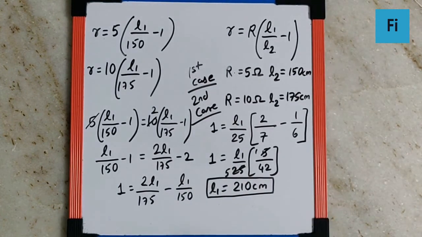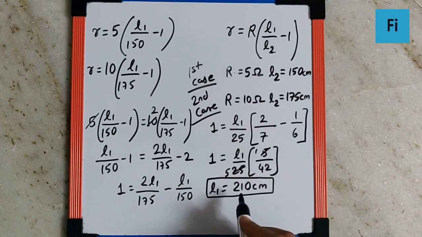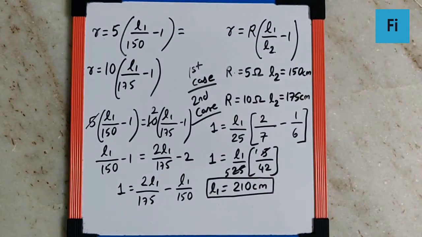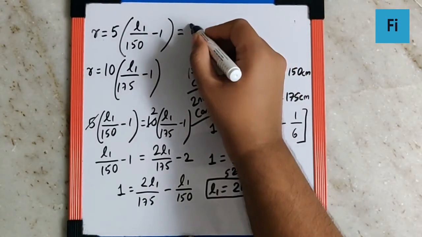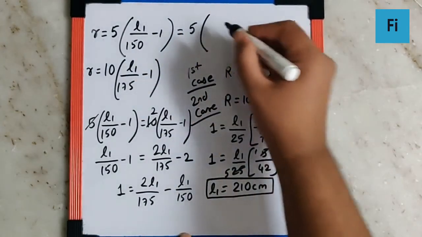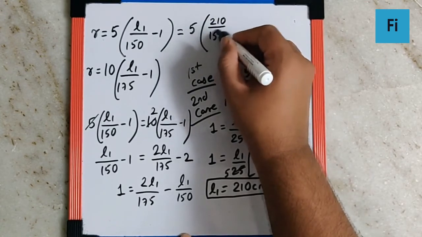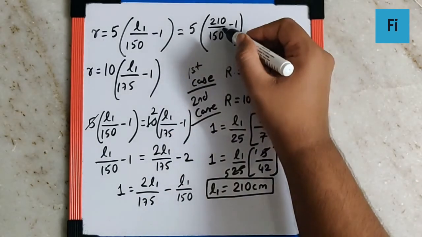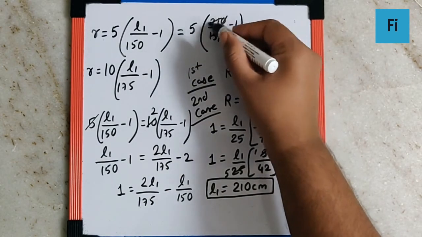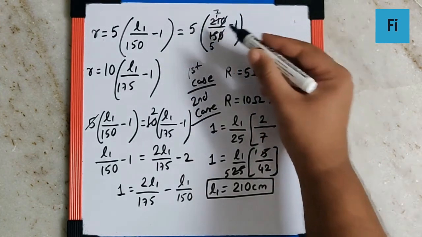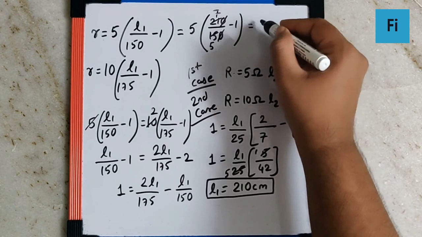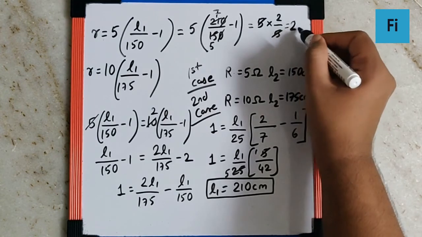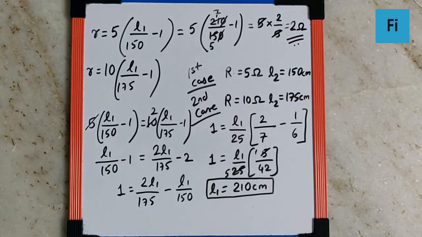Now once we have the value as 210 centimeter, we can substitute L1 in this equation to get the value of r. So this will be equal to 5 into (210 upon 150 minus 1). Cancelling this, we get 7 by 5 minus 1, which is actually 2 by 5. So 5 into 2 by 5, the 5 gets cancelled, and so the internal resistance is 2 ohm, and that is your final answer.